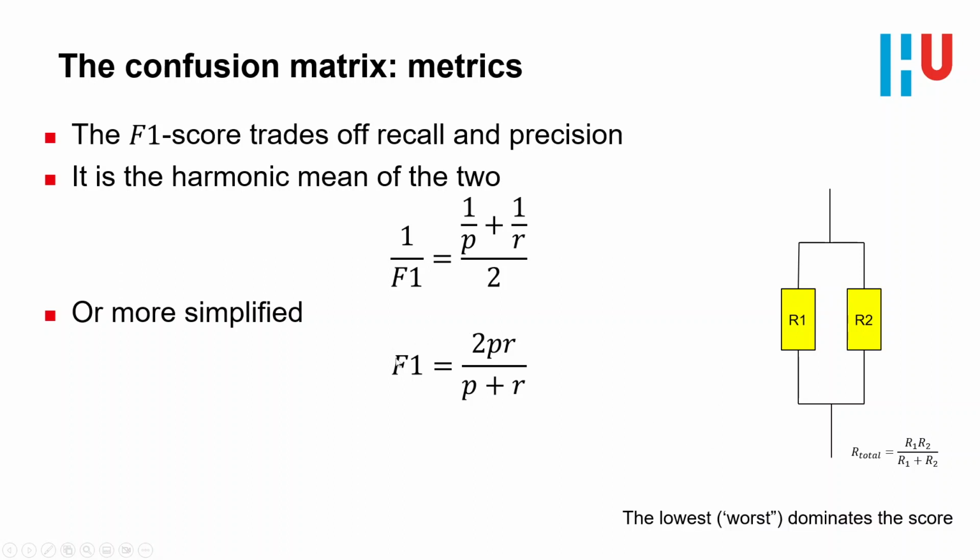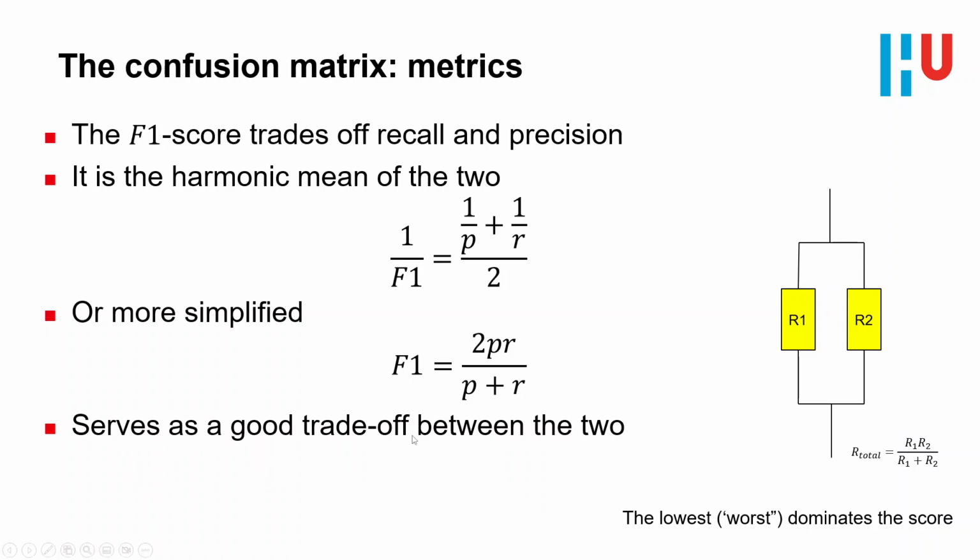When we look at this F1, with this formula, it means that the lowest one, which is the worst, right? Because the P and the R need to be high, the worst dominates the score, which is nice. So the F1 is actually a way to take the recall and precision together, but still have them weighted. Like if one of them is really bad and the other is really good, then it's still very bad. If they're equally bad, then that's the nicest outcome.